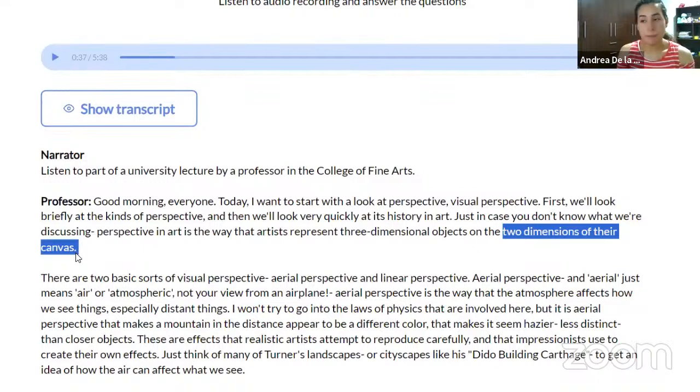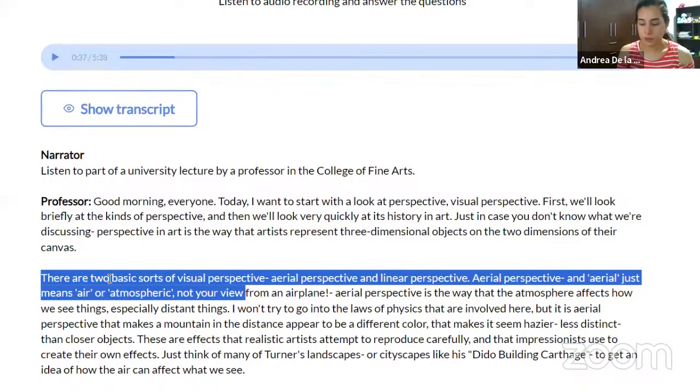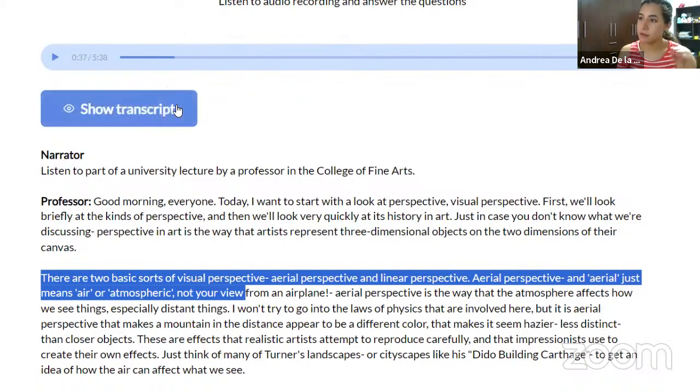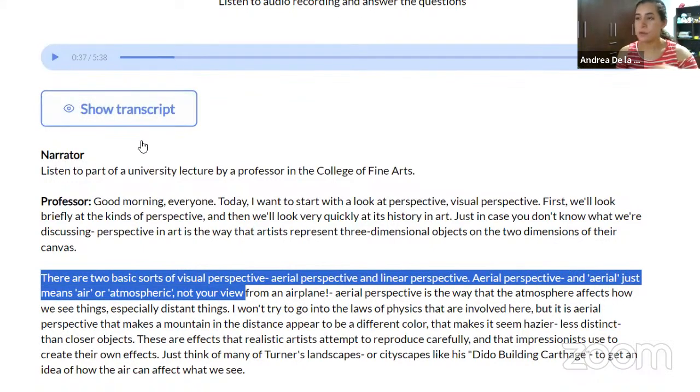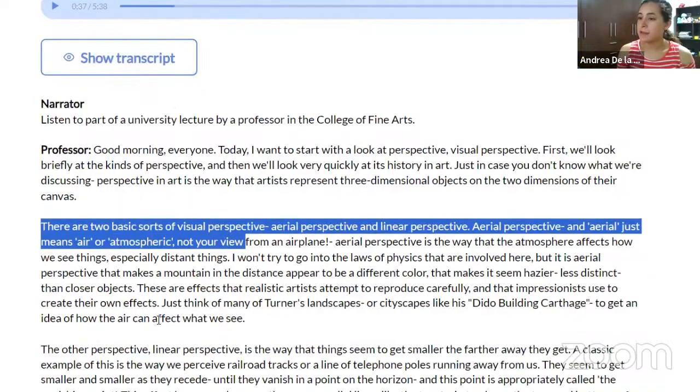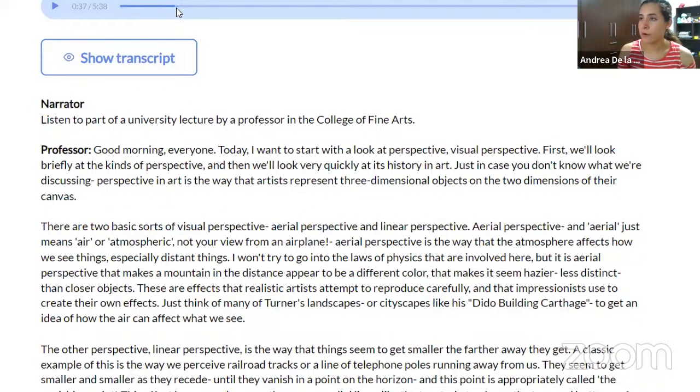Right? So when the professor's here, two dimensions of their canvas, the professor makes a pause and then it starts again. There are two basic sorts of visual perspective, right? There's a little raising the voice and making a pause and everything. Same thing here. Let's go forward a little bit.